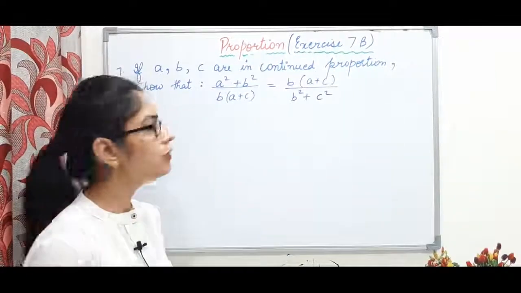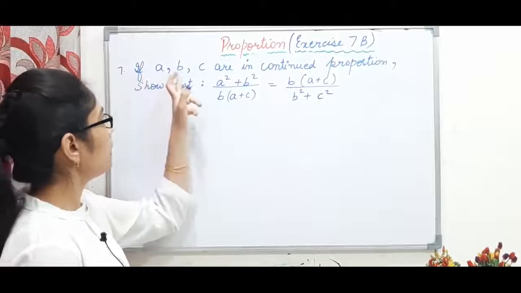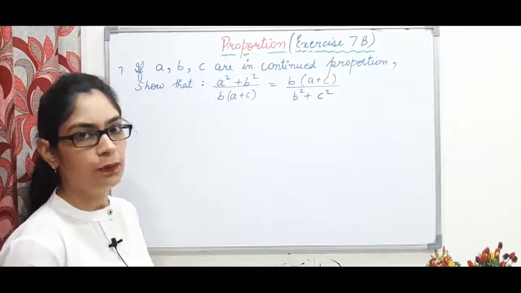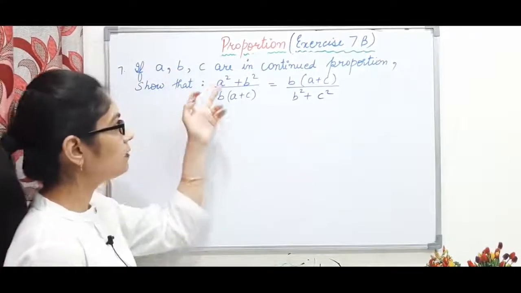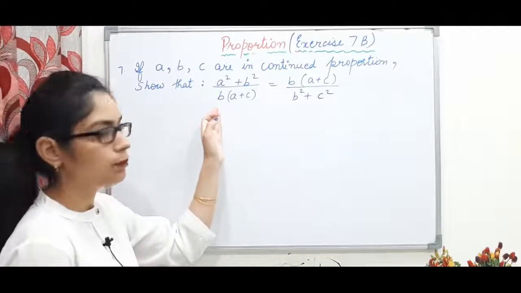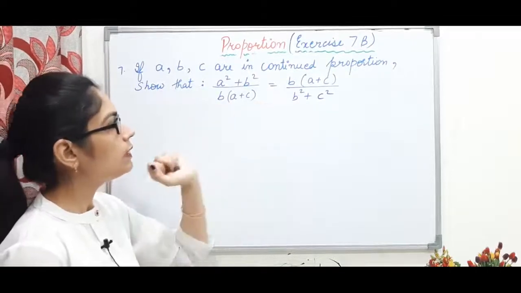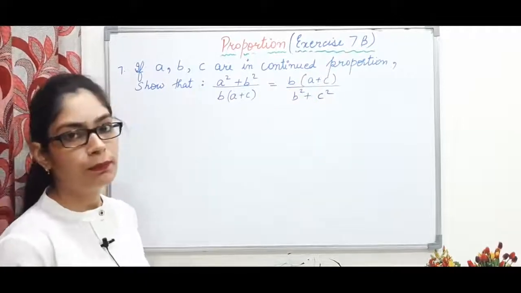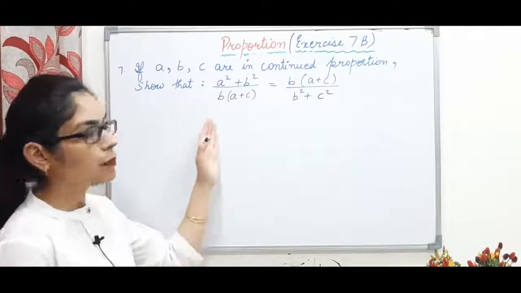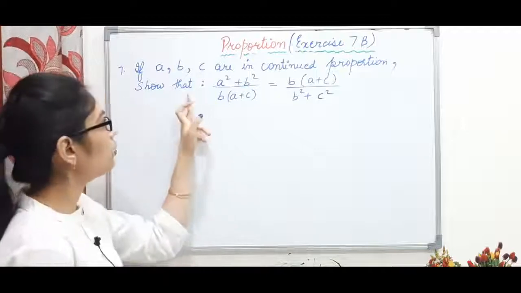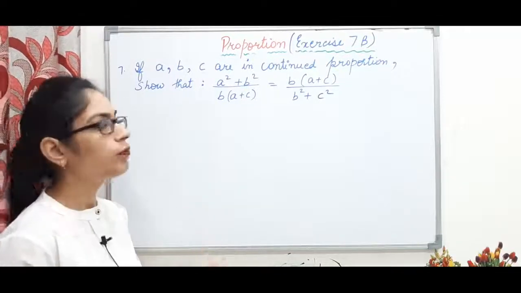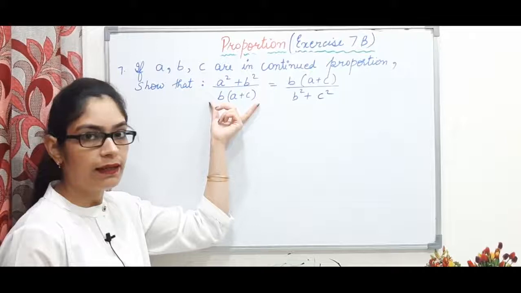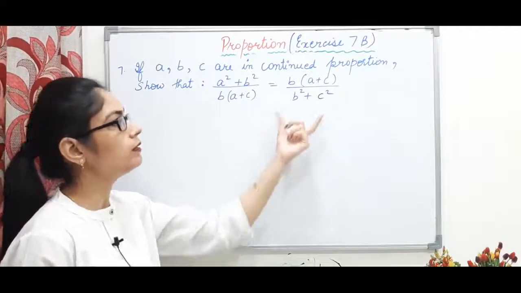In 7th question, it's given, if a, b and c are in continued proportion, show that (a square plus b square) by b into (a plus c) is equal to b into (a plus c) by (b square plus c square)... in this type of questions, it's mentioned show that. So we have to show or prove that left hand side is equal to right hand side.